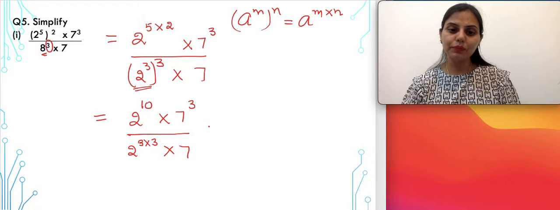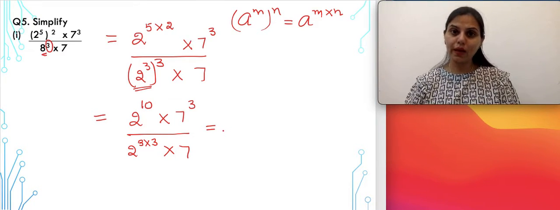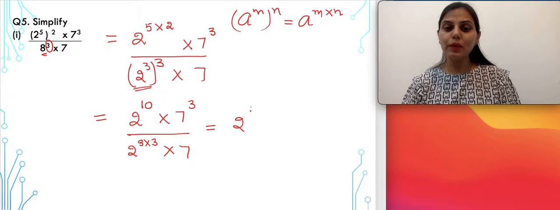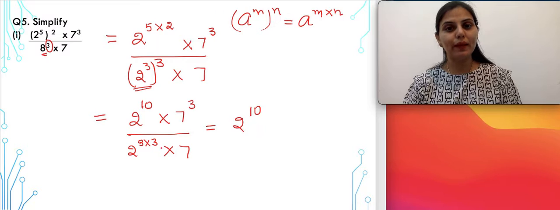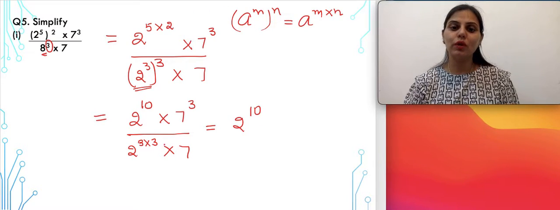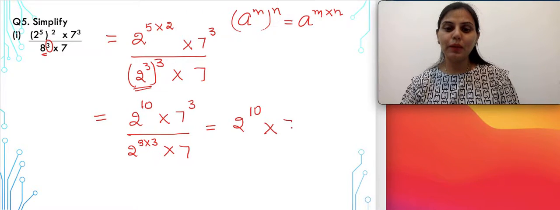Here lot many times, like I had told you earlier also, the students make the mistake that they write 3 multiplied by 3 as 6. We are not adding 3 and 3, children, we are multiplying them. So be very careful when you are solving the questions. Multiplied by 7 cube upon 2 raised to the power 9 multiplied by 7.